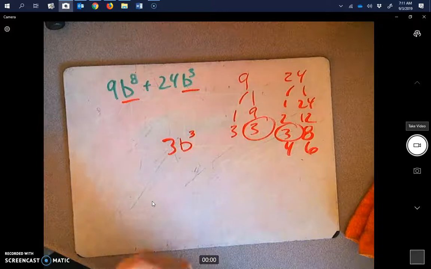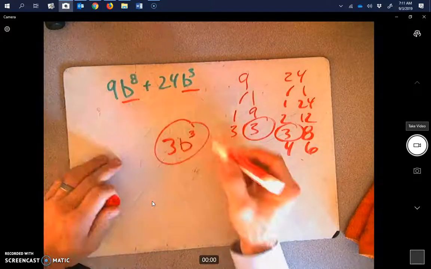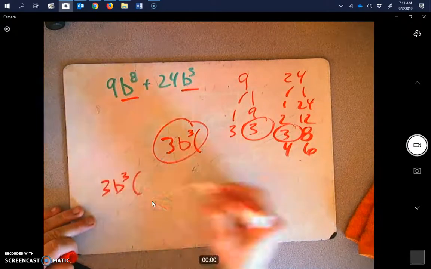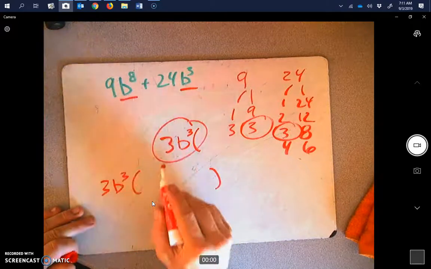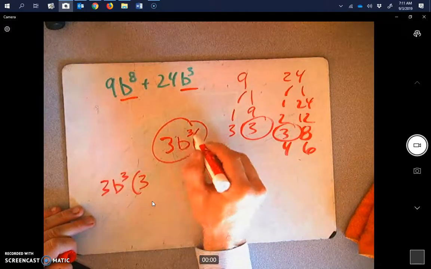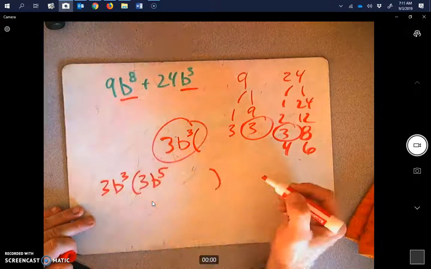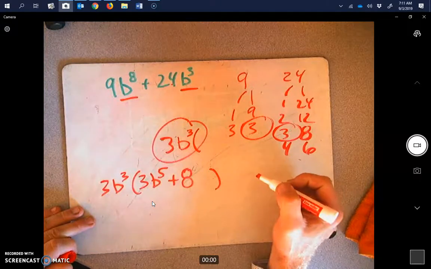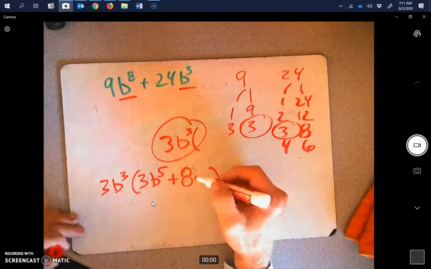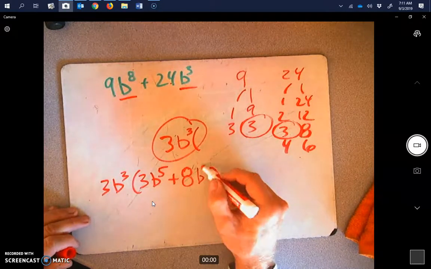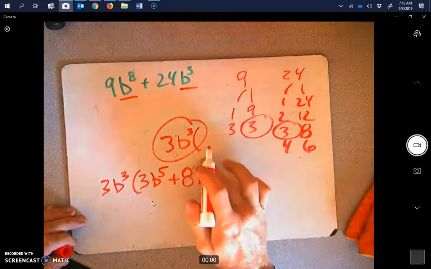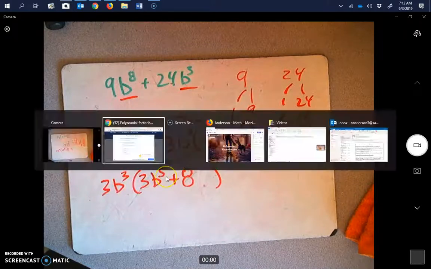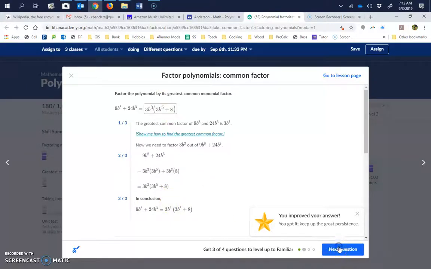So once again, this is what we got, and we're trying to get to here. So what's left over is what I forgot to pull out. Let me write it down here. 3b cubed times what equals this? Well, 3 times 3 is 9. B cubed times b^5 gives us b^8. And then 3 times 8 gives us 24. And b cubed times no more b's, so b^0. Right? 3 plus 0 is 3. You don't have to write that, because any number to the 0 is always 1. So this is what I forgot. That's what I got wrong. And now it's right.